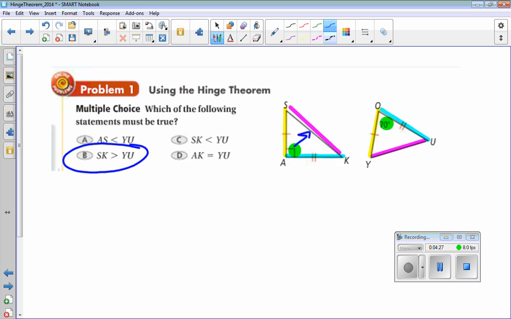How about AS and YU? Do I know anything about those two? They don't really correspond to each other. I don't know that for a fact. How about SK and YU? Do I know anything? Well, I definitely know that it's not less than, right? And then AK and YU, I don't know that they're congruent either. The only thing I know for certain is this statement to be true.